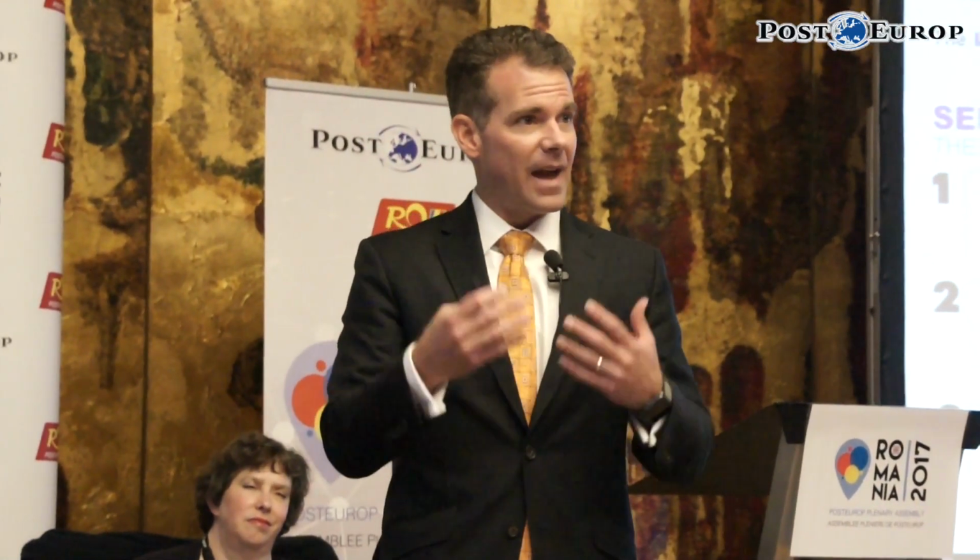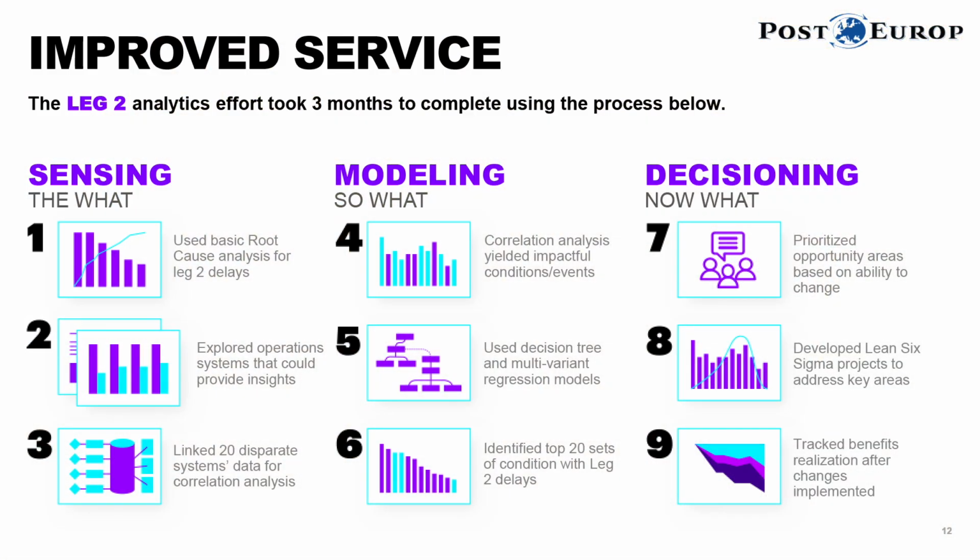A little bit about how that process worked, right? So you understand what we're talking about when we talk about using big data and analytics. The first is some basic root cause analysis of what was happening on those legs, the air leg delays, that we then explored into operation systems that would provide the insight that we then linked together from the 20 different systems where this data was housed.